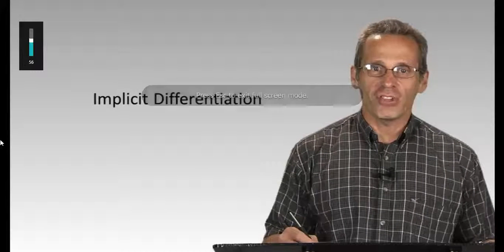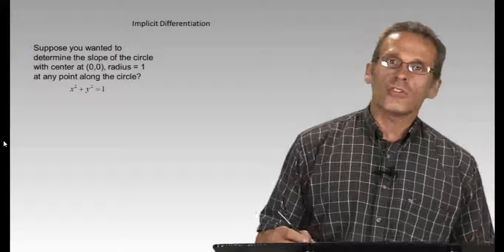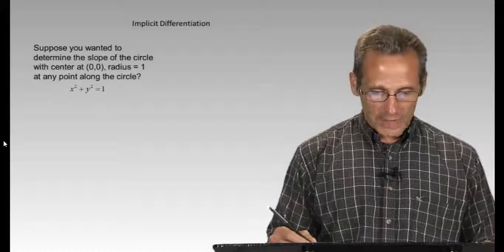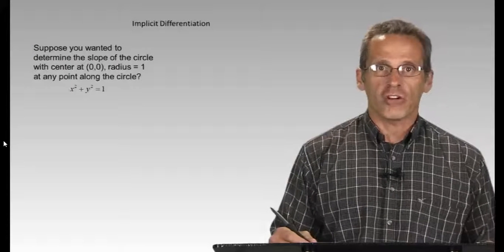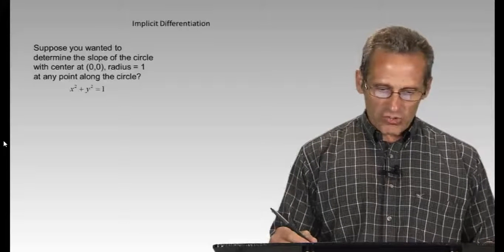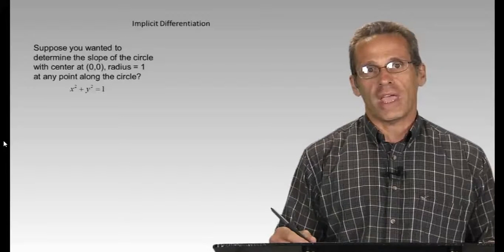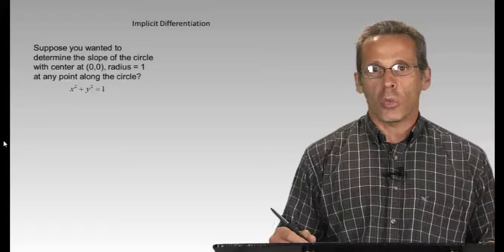Implicit differentiation. Suppose you wanted to determine the slope of a circle. Now we'll have a circle with center at the origin (0, 0), radius of 1, and we want to know the slope at any point along the circle. The equation of the circle is x squared plus y squared is 1.